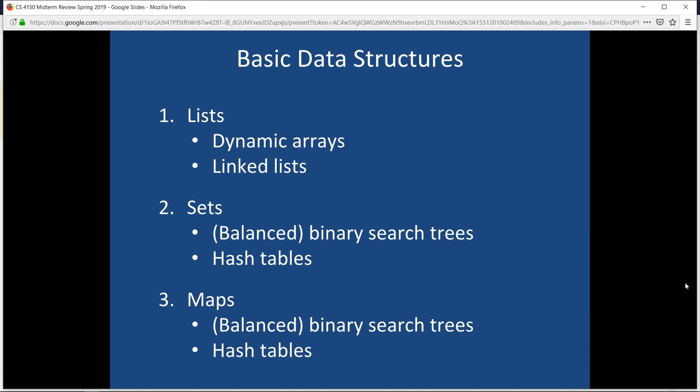Yeah. What about sets? What's the trade-off between binary search trees and hash tables? Or at least balanced binary search trees. Why would you do one over the other? Yeah. Binary search trees take linear or log time to search, while hash tables take constant time.